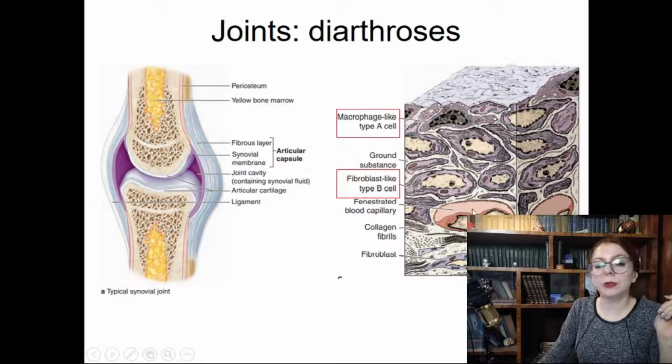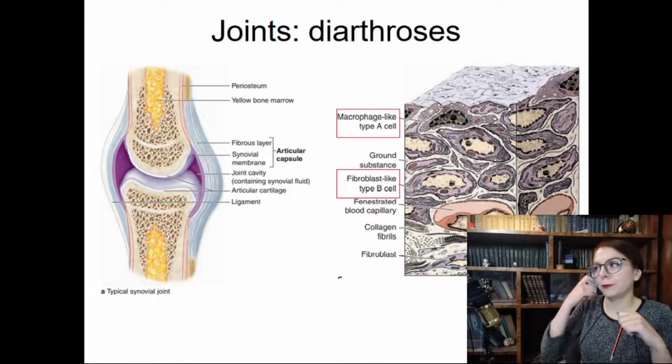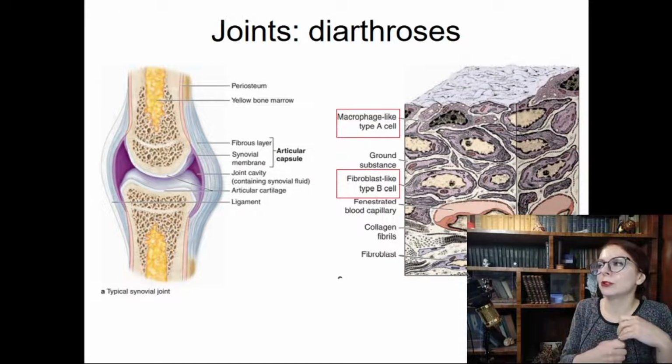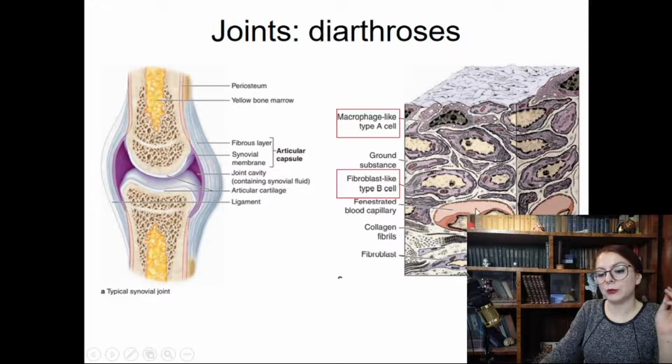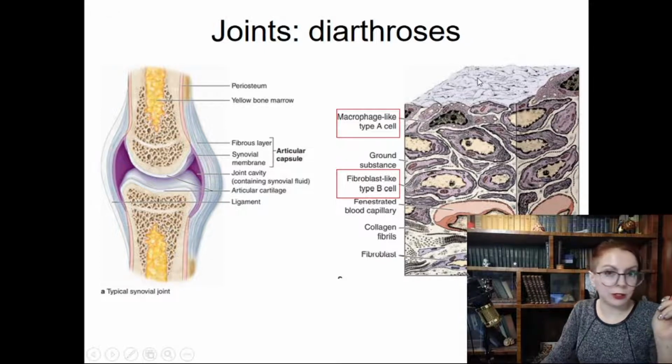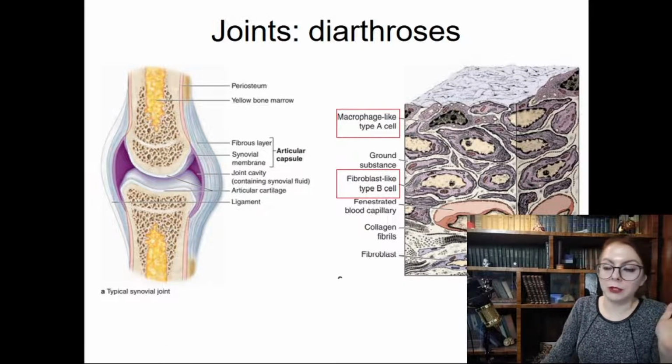And also there are blood vessels. These are capillaries of the fenestrated type. We talked about fenestrated capillaries in detail during the last lecture in this semester, but now you have to know that fenestrated capillaries are perforated and blood plasma percolates easily through their wall, and in this way synovial fluid is produced. So synovial fluid is produced from the blood plasma via filtration through the fenestrated capillaries, and some ground substance components are added by the fibroblast-like cells.